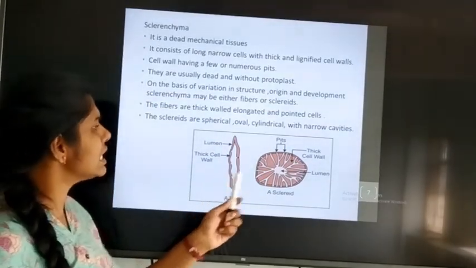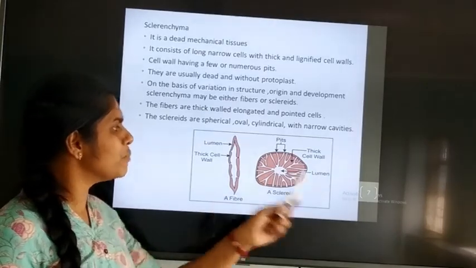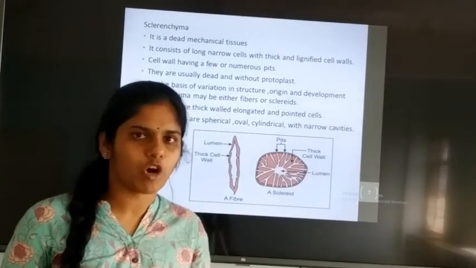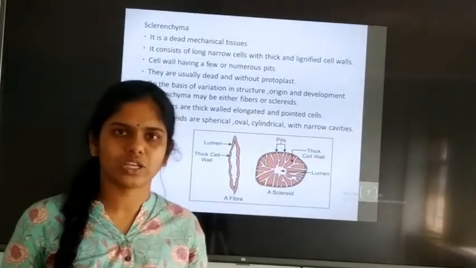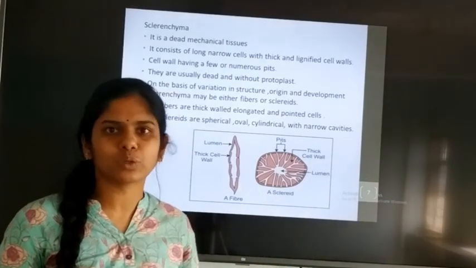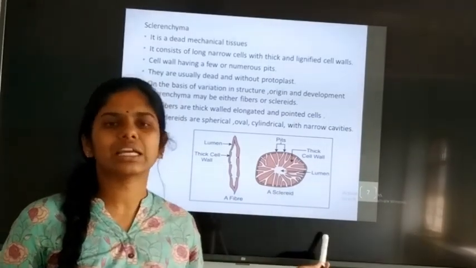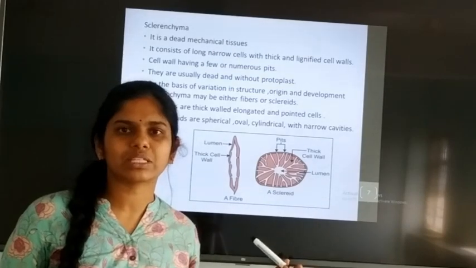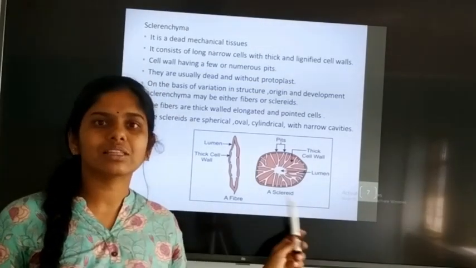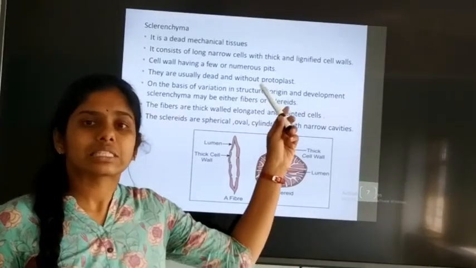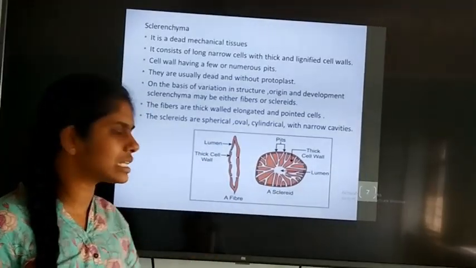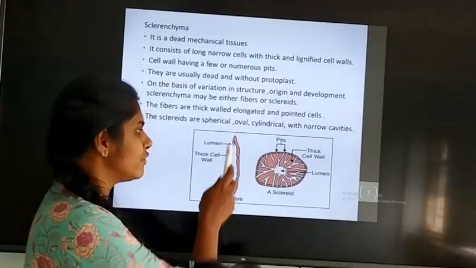And next, sclerenchyma. Based on the structure and origin, it can be classified into two types: one is fiber and another one is sclereids. Fibers and sclereids, so these are the two types of sclerenchyma. Okay, now the structure of fiber.